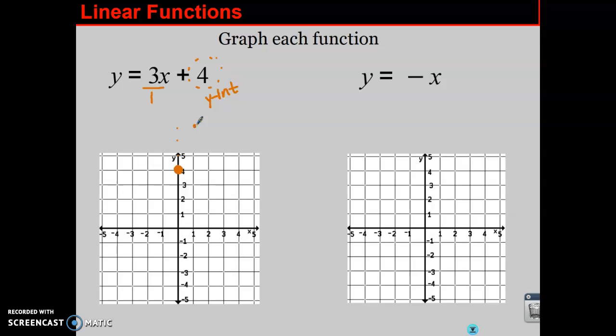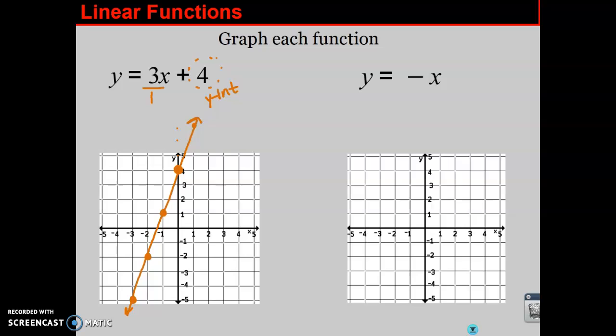So to get a positive line, I could go up 3 to the right 1. Or remember, you can also go down 3 and to the left. So if we continue that pattern of down 3, left 1, you can see how those points would still connect to make the same positively sloped line.